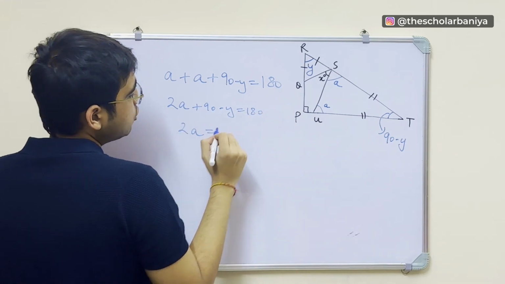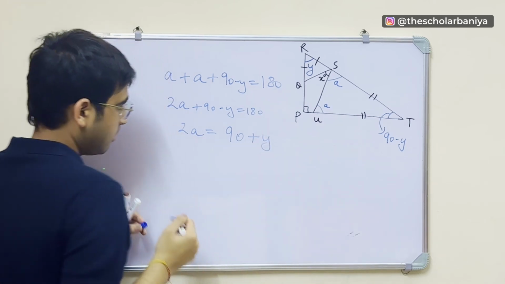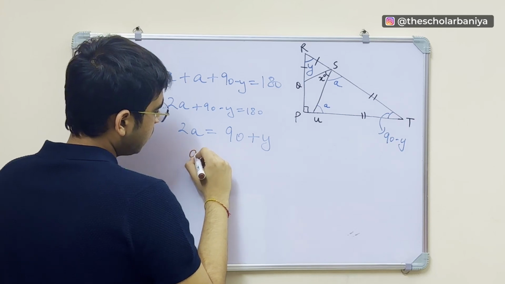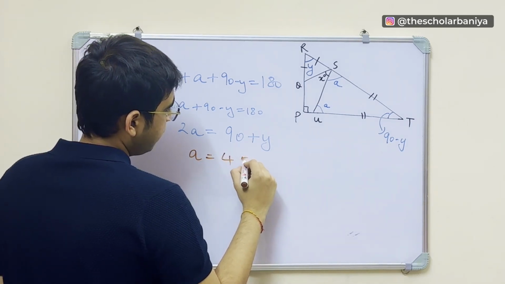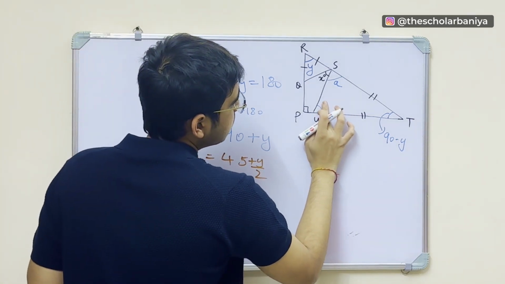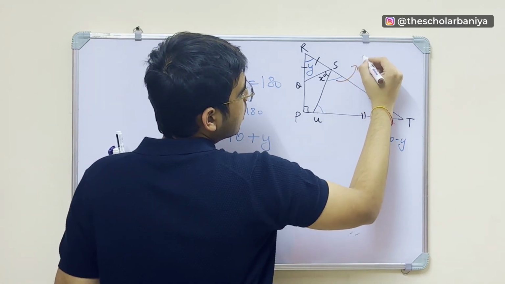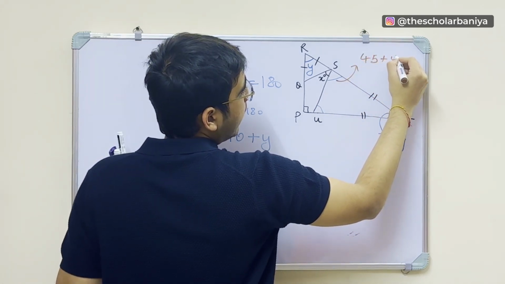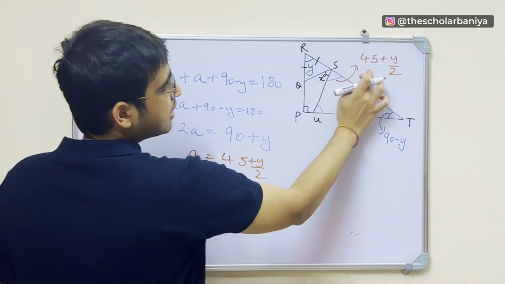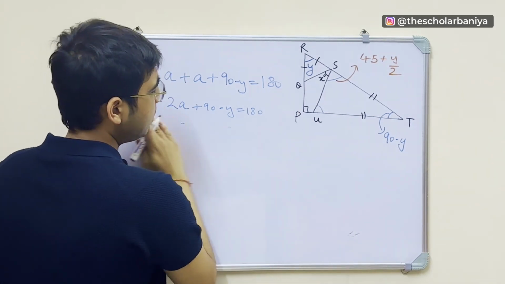So 2A is how much? 90 plus Y, right? So what will be A? A comes out to be 45 plus Y upon 2, right? So this means that this angle and this angle is how much? 45 plus Y upon 2, right? I hope this should make sense. This angle is also 45 plus Y upon 2 and this angle is also 45 plus Y upon 2, right? Very basic stuff again.